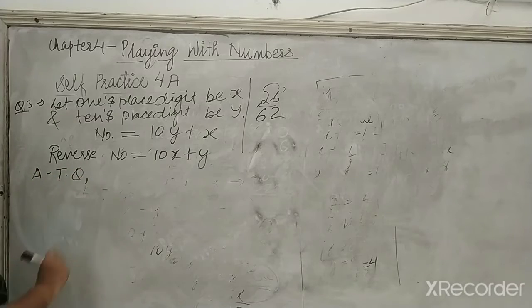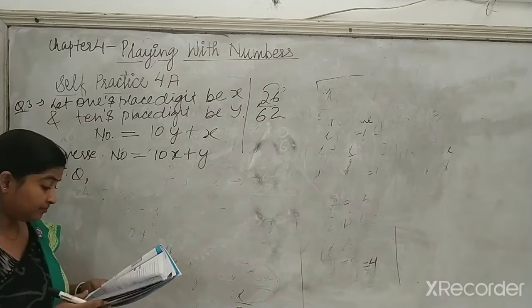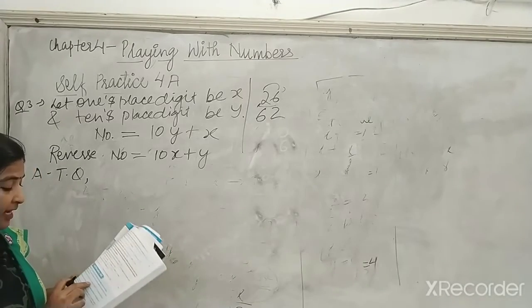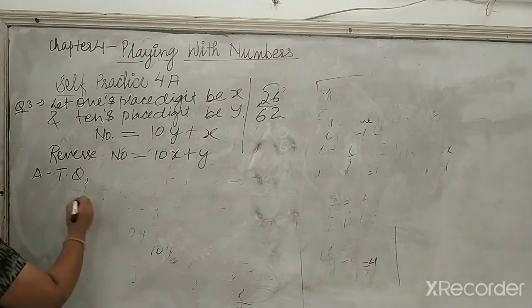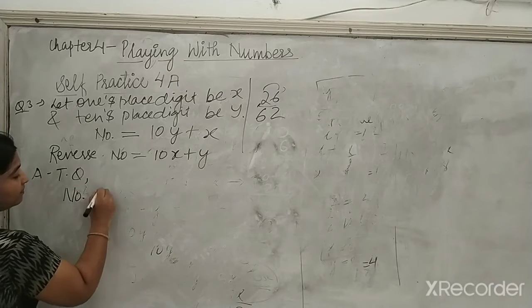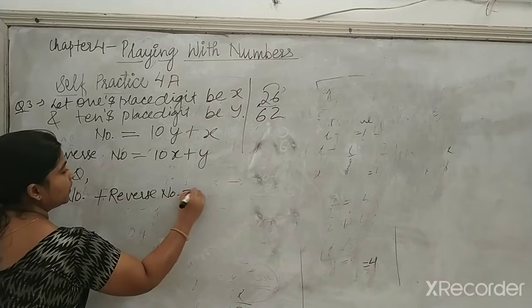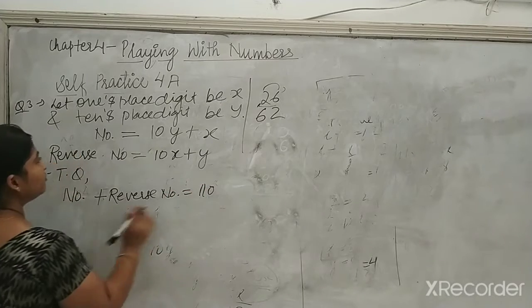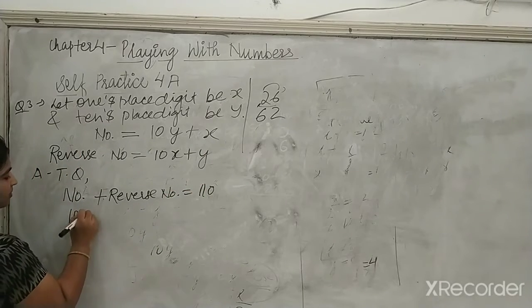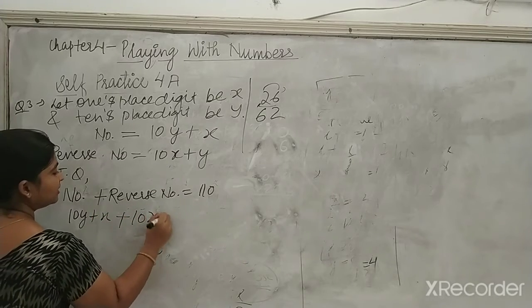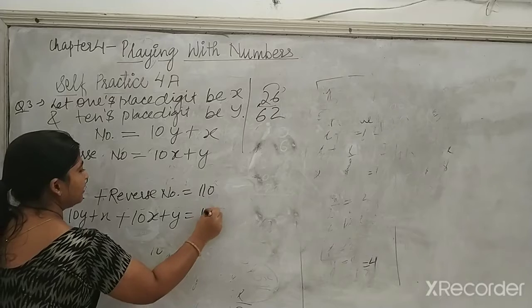According to the question, what it is saying that the sum of a number of two digits and the number obtained by reversing the digit is 110. So it is saying number plus reverse number is equal to 110. So we will put the value over here. Number is 10y plus x. Reverse number is 10x plus y, and that is equal to 110.